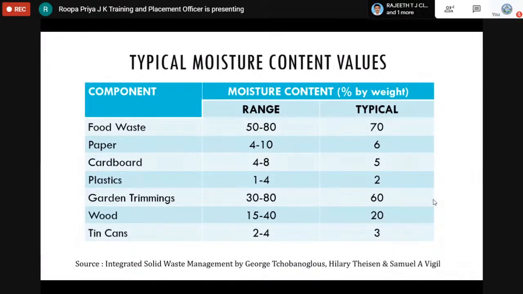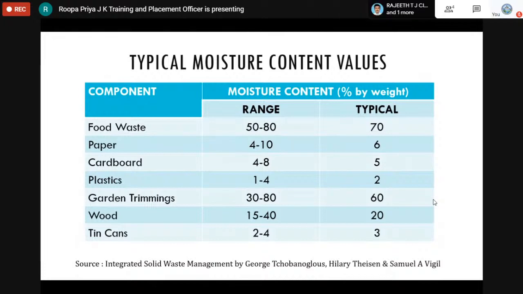This is the typical moisture content values. So just like how we had the previous slide where we had the density, we also have the moisture content value. I've picked up the same components because these are the same components usually asked in most of the question papers. So it is very important for you to remember these values. So we have the components: food waste, paper, cardboard, plastics, garden trimming, wood, tin can. And the range is given in column 2.